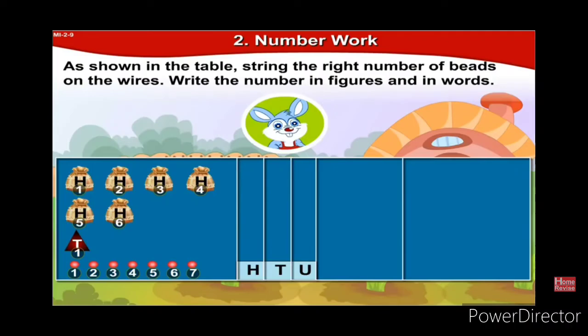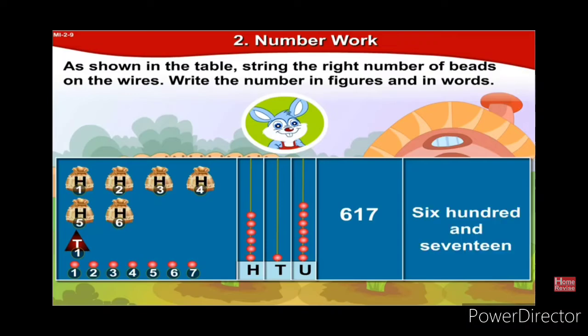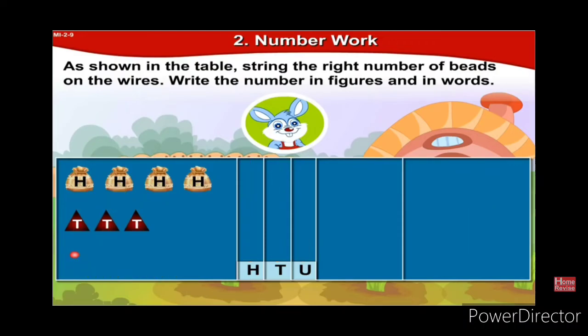So that is why at the wire of 100, we have 6 beads. At tens wire, 1 bead. At units wire, 7 beads. Which means it is 600, 1 ten, and 7 units. So in figures, it is 617, while in words, it is 617. Let us see the next picture.